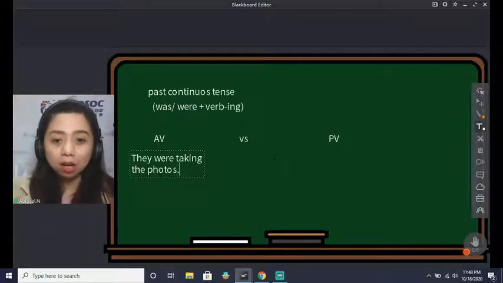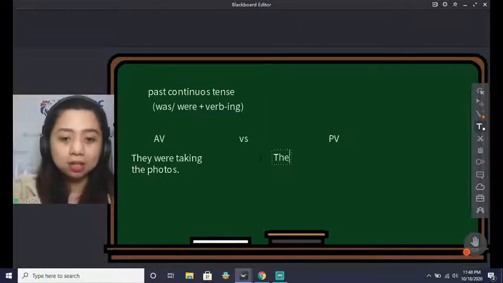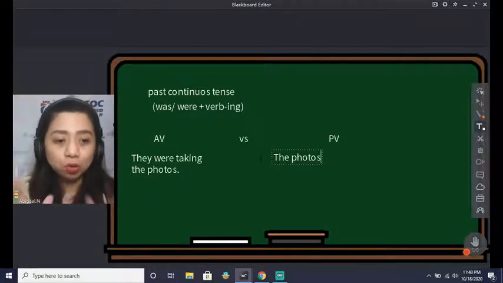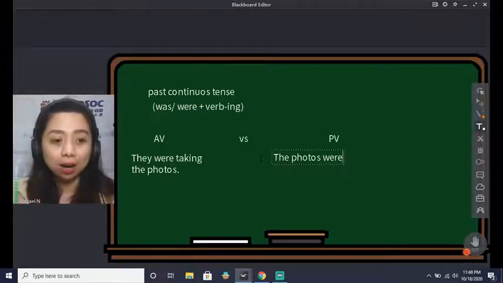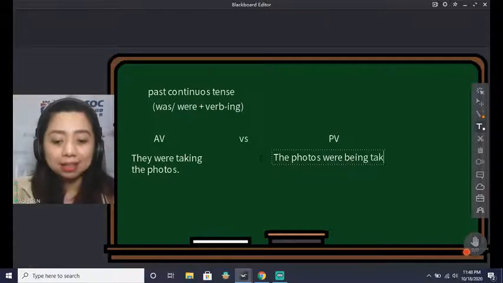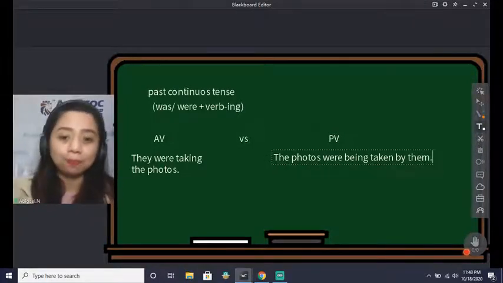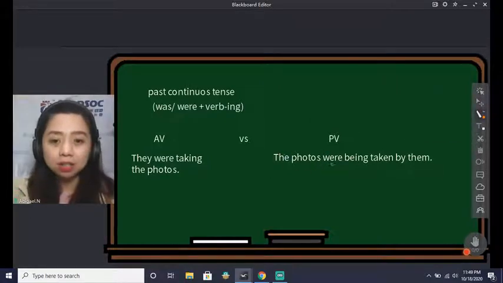Very, very simple. So how will you change this into passive voice? The photos, a plural noun, so you will not use was, it's still were. The photos were being taken by they. No, not they. You will use the object pronoun them. So this is your passive voice. The photos, subject; were being taken, verb; and then the preposition by, and then the object, them.